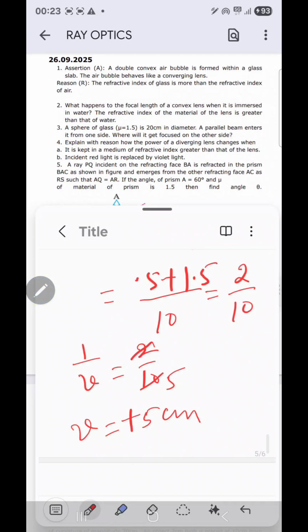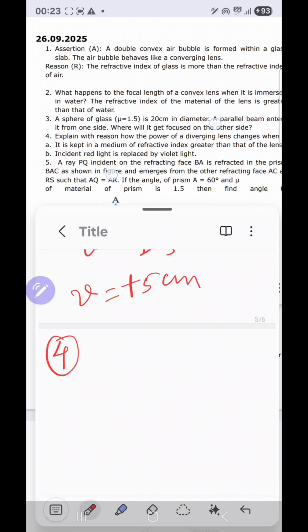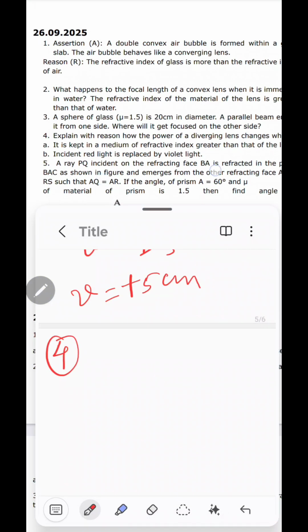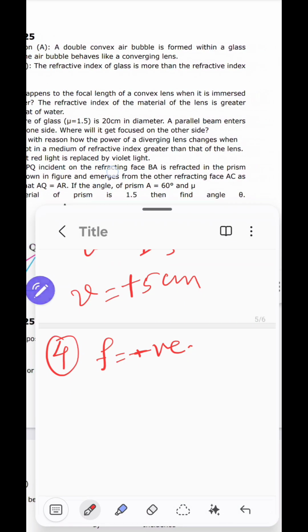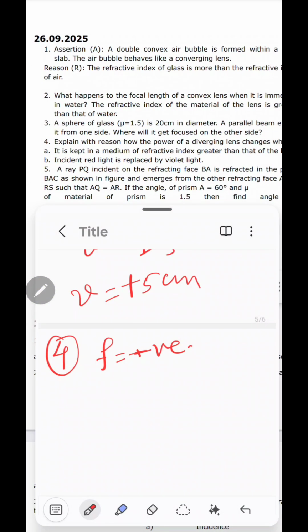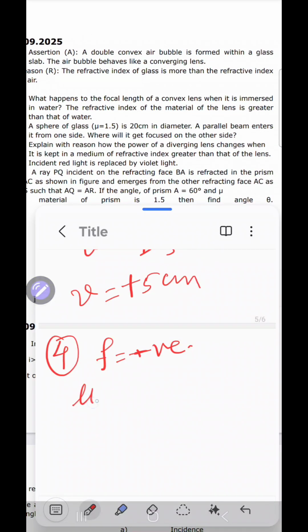Now next question is question number 4. It is, explain with reason how the power of a diverging lens, here a diverging lens is given, whose focal length is negative when it is placed in air, changes when it is kept in a medium of refractive index greater than that of the lens. So here the first case is the refractive index of the medium is greater than the refractive index of the lens.